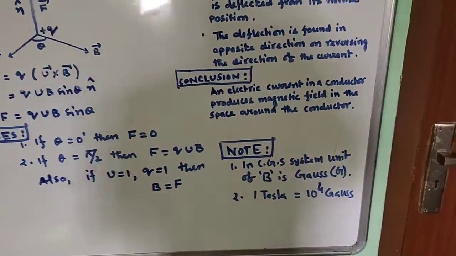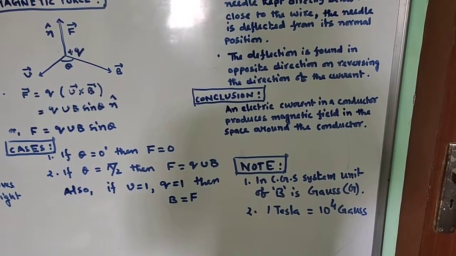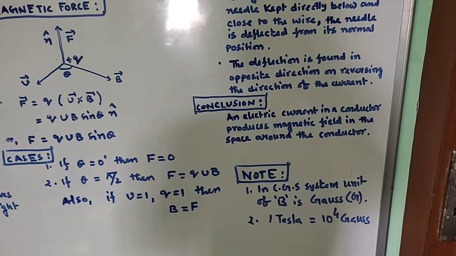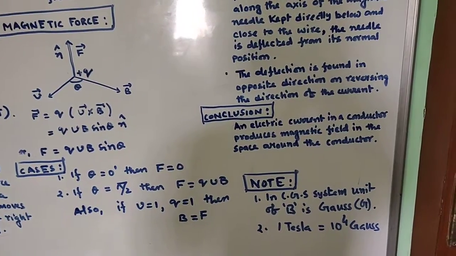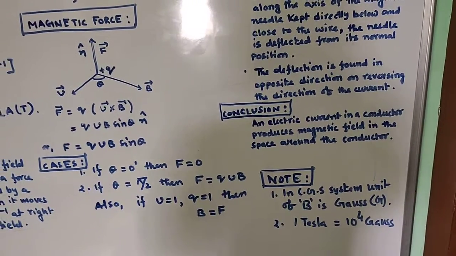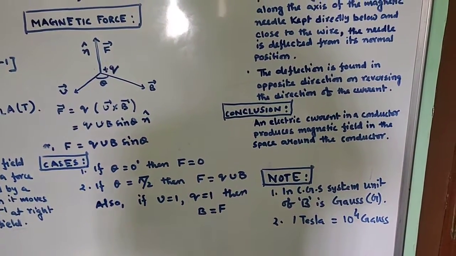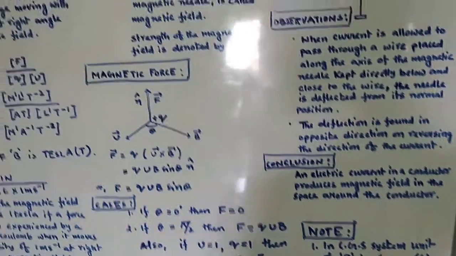Now under the note we have written there is another unit in CGS system, and that is your Gauss, and it is denoted by capital G, and there is a relation between Tesla and Gauss. 1 Tesla equal to 10 to the power 4 Gauss.